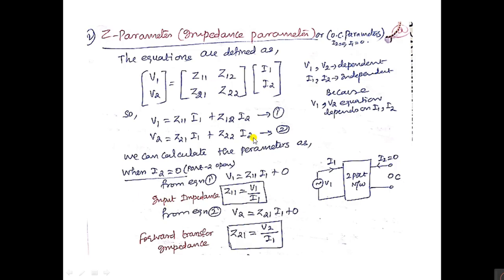Similarly, apply I2 equal to 0 in equation 2. If you put I2 equal to 0 in equation 2, then you will get V2 equal to Z21 I1 plus 0. So from this you can calculate Z21 equal to V2 by I1. This is called forward transfer impedance.